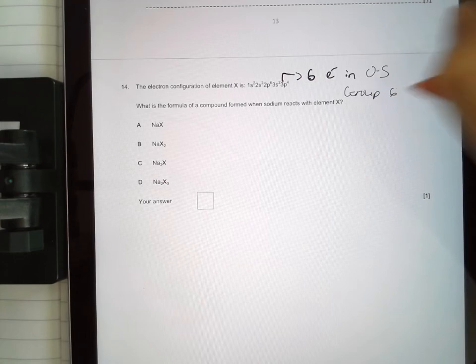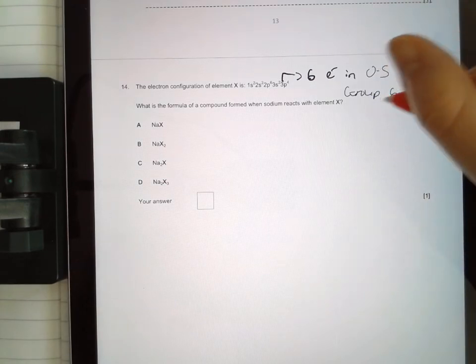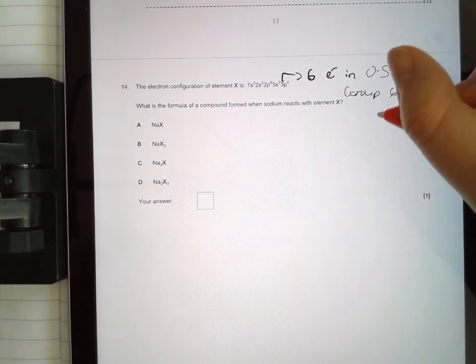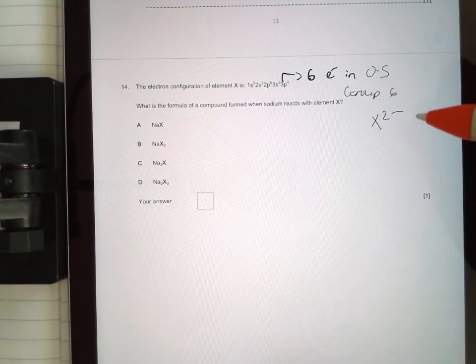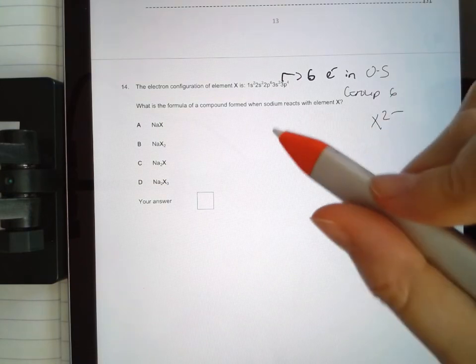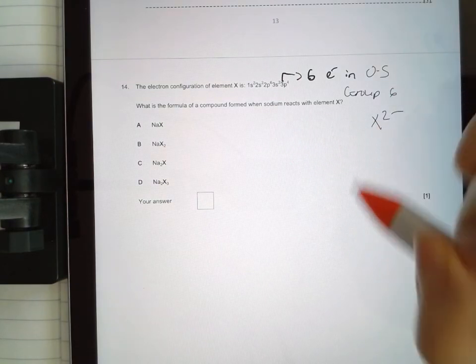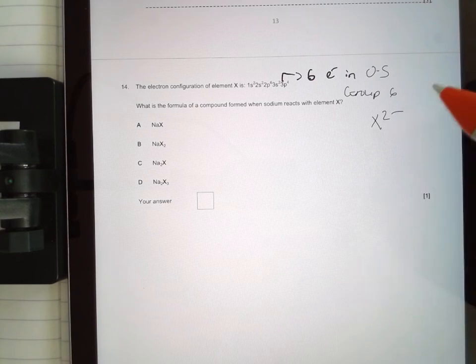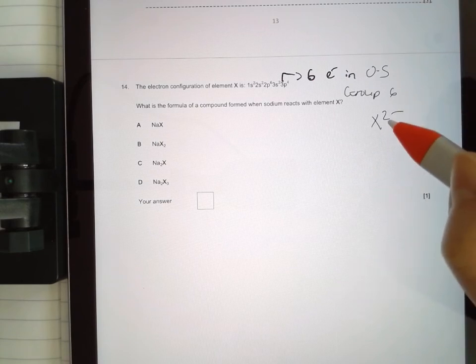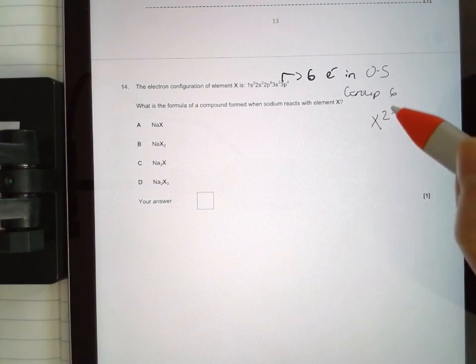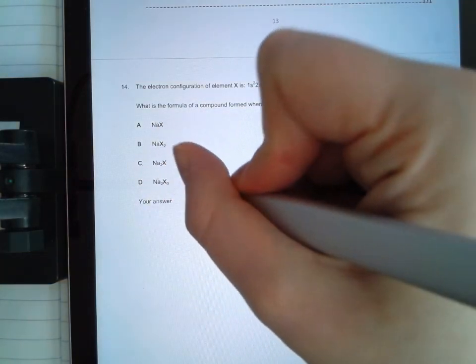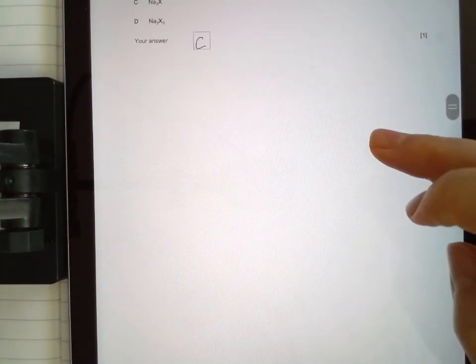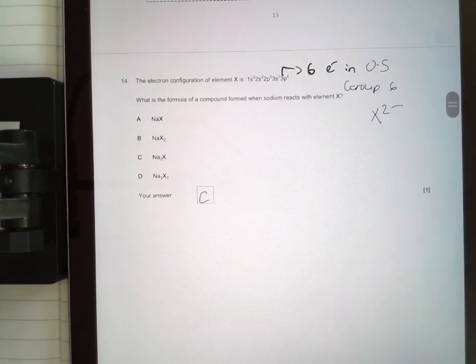And if it's in group 6 and it's forming an ion, I know that that ion is going to have a -2 charge. So if my non-metal has a -2 charge, I know sodium has a +1 charge. How many sodiums do I need to balance out the -2 charge? I need 2 sodiums to balance out the -2 charge. So my formula is going to be Na2X. That is the question.